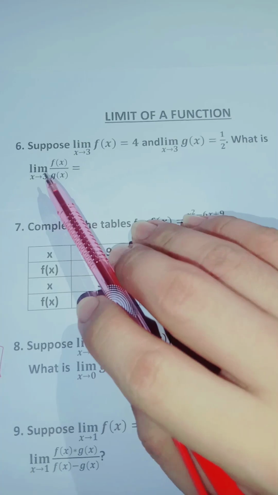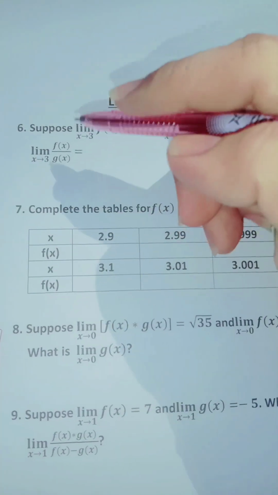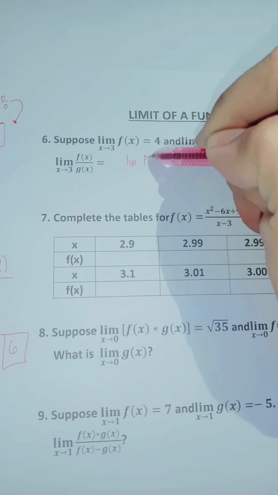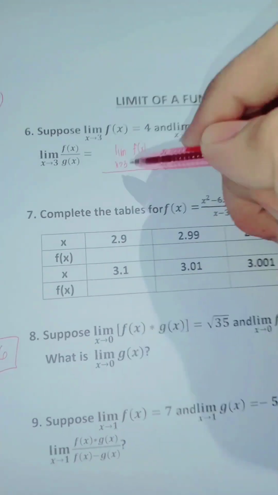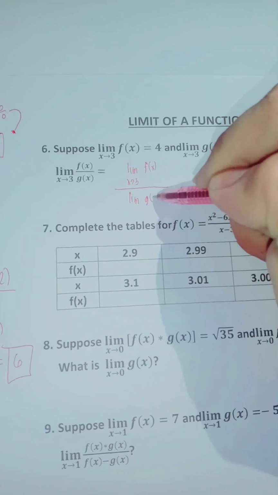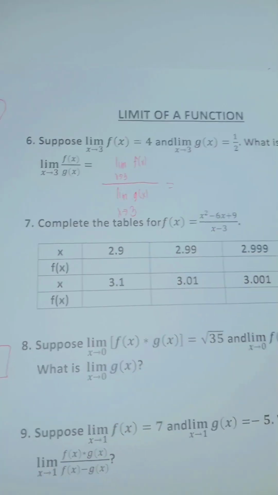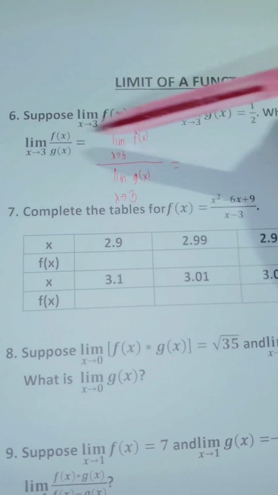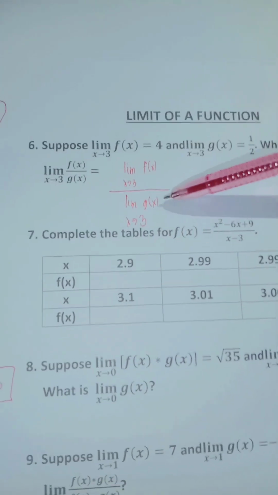We will use the quotient rule, one of the limit laws. So this limit becomes the limit of f of x as x approaches 3 divided by the limit of g of x as x approaches 3. So again, applying the quotient rule ng limit laws natin, this function is also the same as this. Okay? And then, ano next natin gagawin?